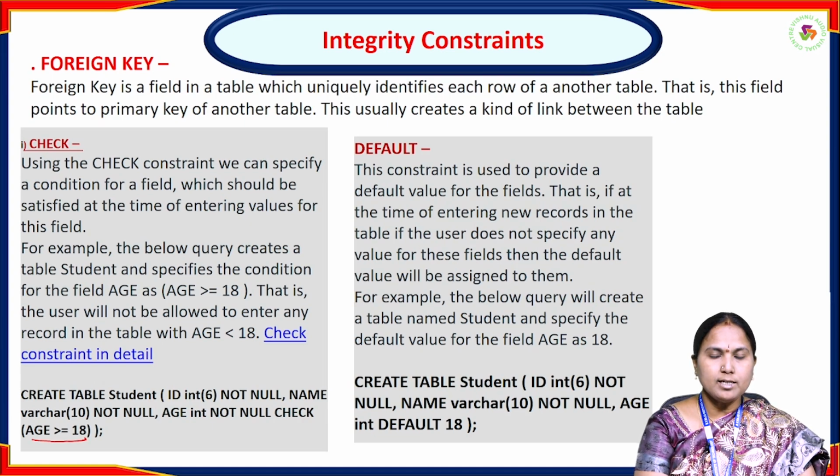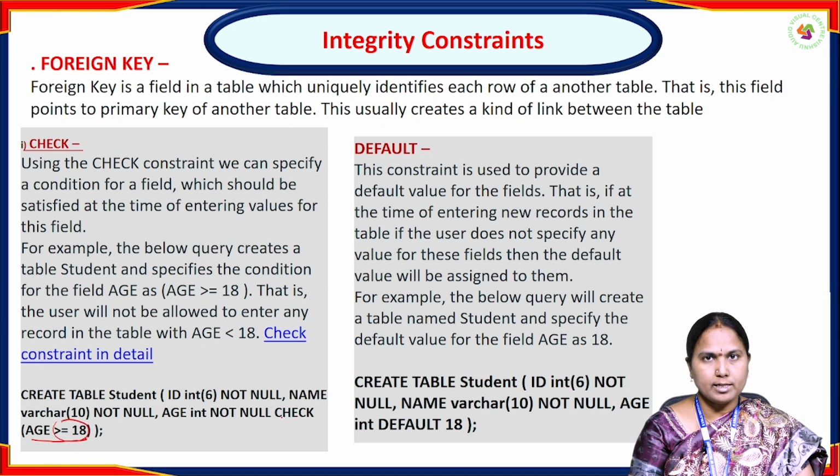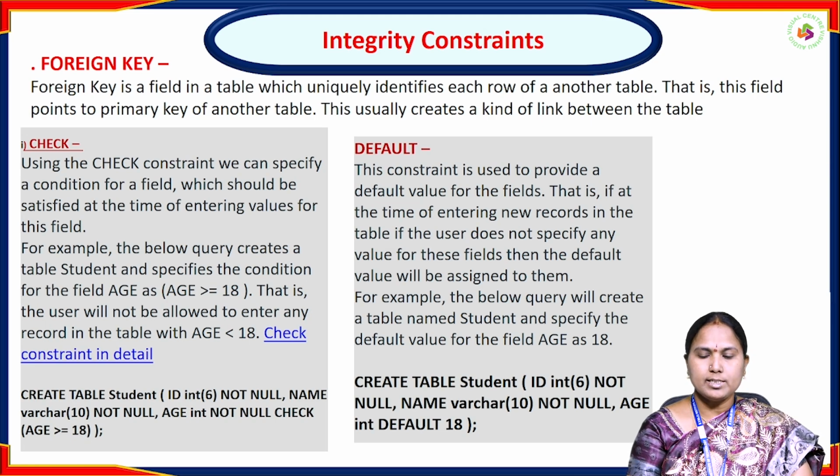We are checking the values of the age. What is the condition? Greater than or equal to 18. With support of check constraint, this type of verification process can be done. That is the importance of the check constraint. Is it clear? Coming to the next one, default constraint.